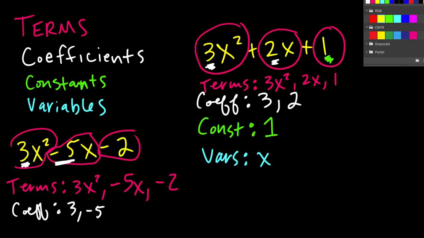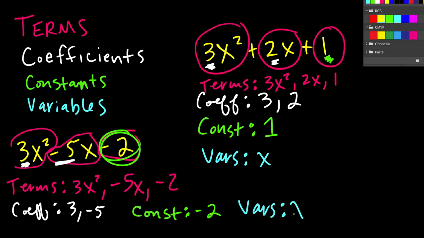And then constants are the numbers that are not attached to variables. So in this case it's negative 2. And then variable, we only have one, and it's x. It's just the letter that's in there.